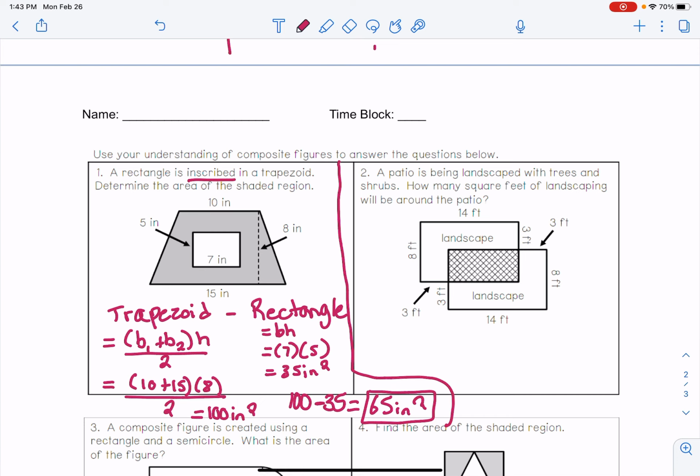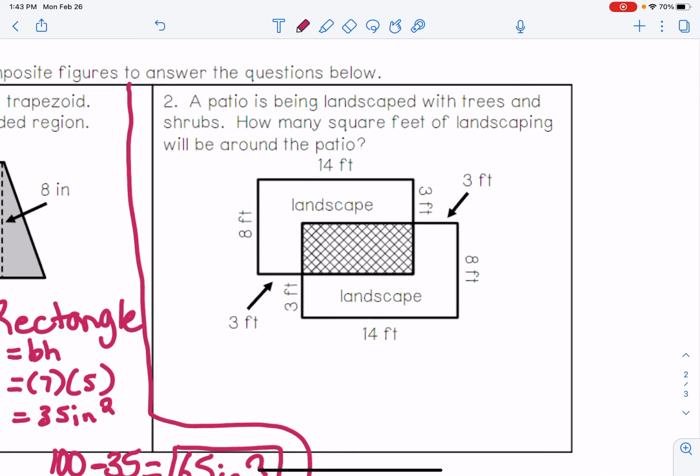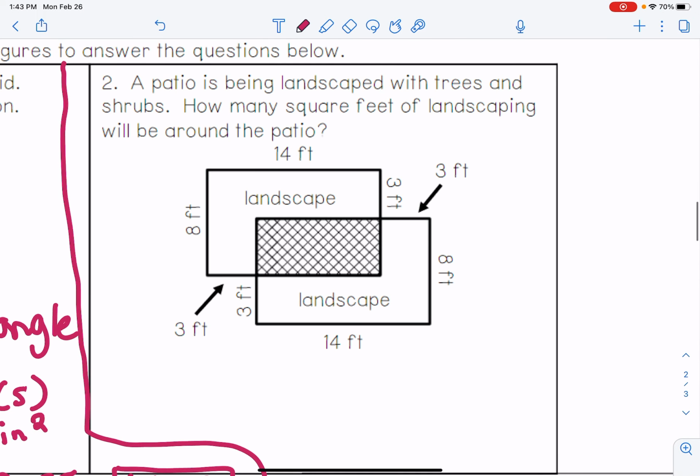Let's look at number 2. A patio is being landscaped with trees and shrubs. How many square feet of landscaping will be around the patio? In this situation, they don't want the shaded region. They want everything outside of the shaded region. So we don't want this part. We want the L shapes that we have on the outside, this landscaping.